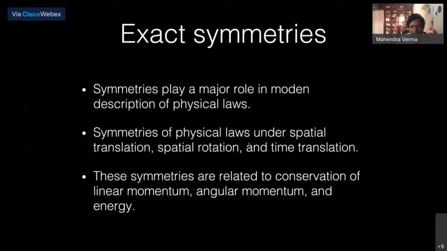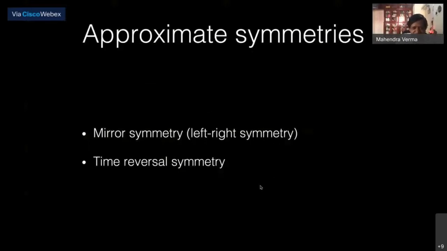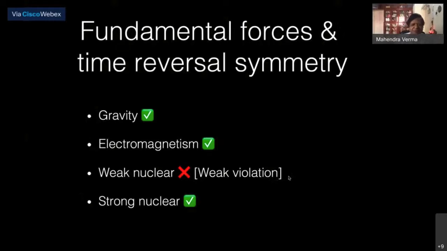But there are some other symmetries which are not exact. For example, mirror symmetry. Is the law the same for a left-handed system and a right-handed system? I will briefly tell this at the end of the talk, but I will focus more on time reversal symmetry. I will explain what time reversal symmetry is in coming slides. Essentially, is there a way to distinguish time going forward and time going backward? What is the difference between the two scenarios? Since some people may not be aware of this symmetry, I will give some simple examples to illustrate what time reversal symmetry means.